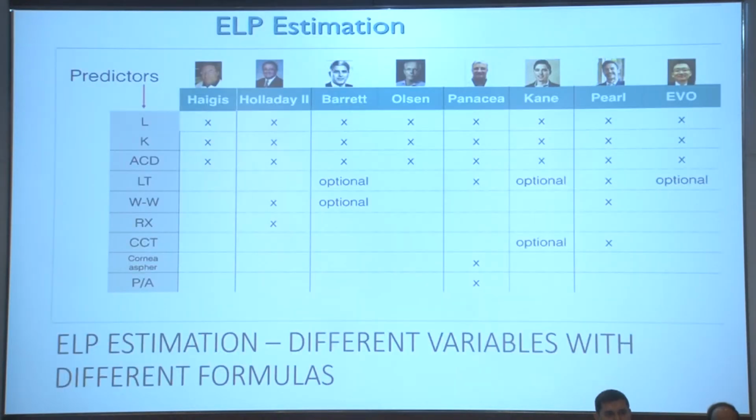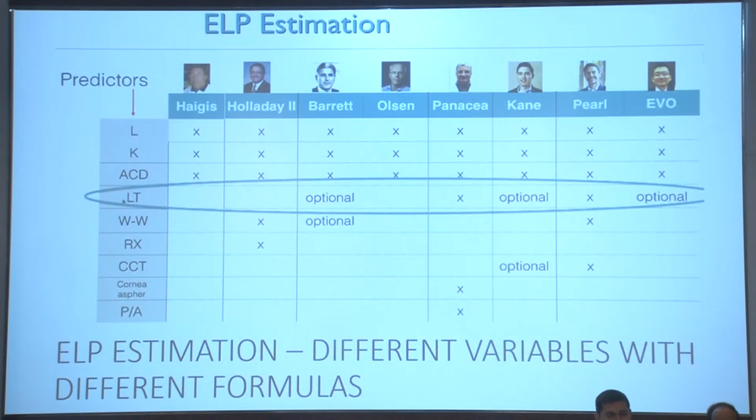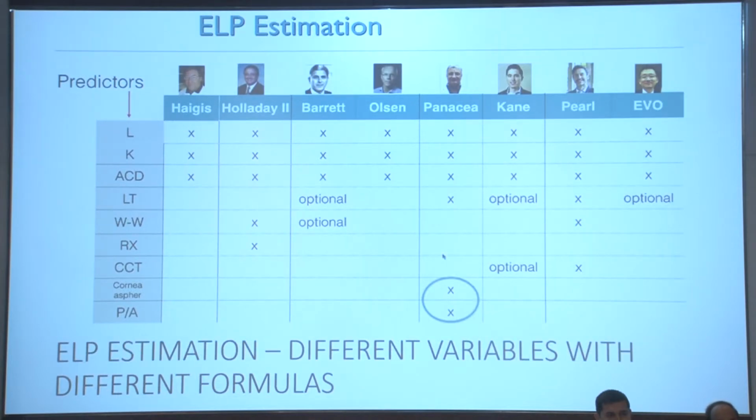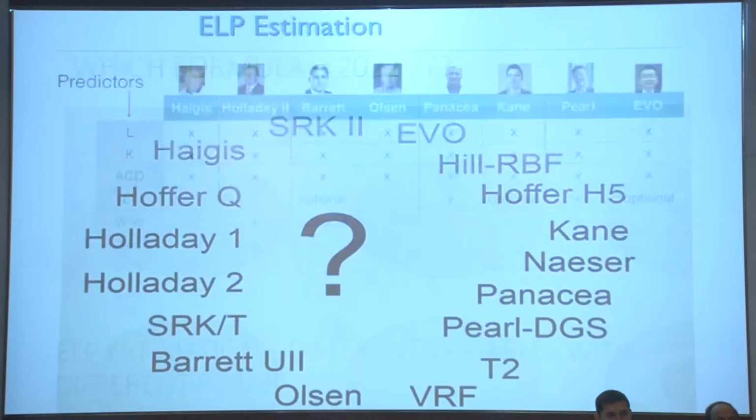All these formulas are based on ELP estimation. The newer generation formulas take the lens thickness as one of the main variables, and certain formulas consider the cornea for better keratometry measurements. They consider the corneal asphericity and the posterior to anterior ratio, like the Panacea method.